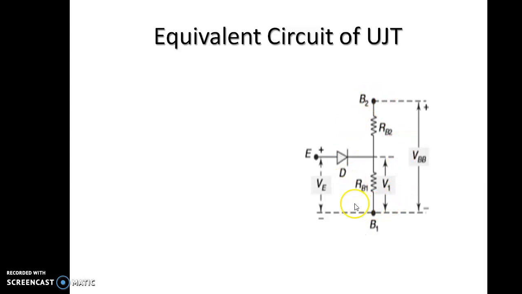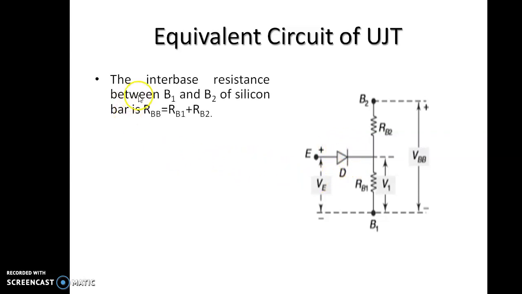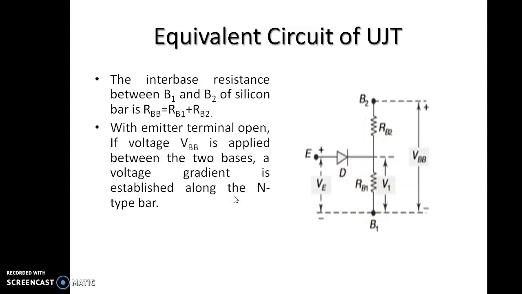Equivalent circuit of UJT. This is the equivalent circuit of UJT, which consists of a diode and two resistances RB1 and RB2. This diode is equivalent to the PN junction which we have seen in the previous slide. The interbase resistance between base 1 and base 2 of the silicon bar is RBB, which is the summation of RB1 and RB2. With the emitter terminal open, if voltage VBB is applied between the two bases, a voltage gradient is established along the N-type bar.